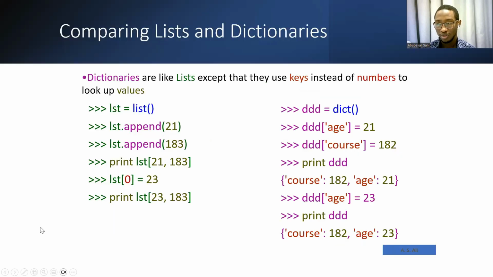In a list, you can use append to add elements. But in dictionaries, you will have to be given a key. You can't just say append 21. You have to say what is the key for that value of 21, or the key for that value of 183, and so on.